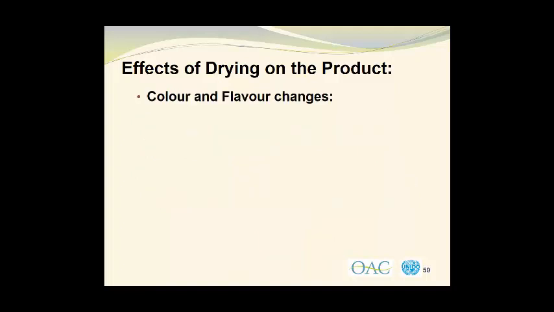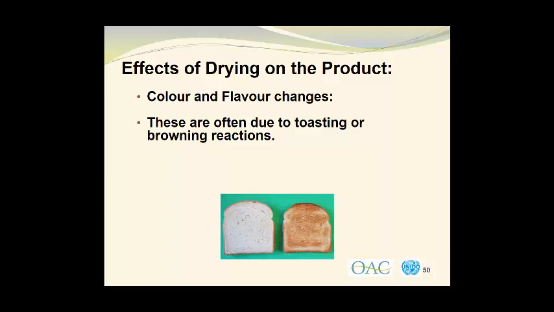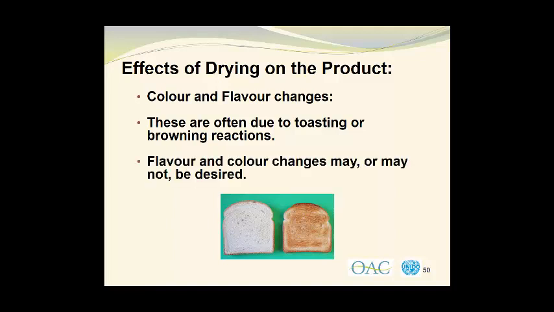Color and flavor changes can also be pronounced. They are often due to toasting or browning reactions. And here I've taken a slice of white bread and toasted it to give you an idea of color changes. Some of the flavor and color changes may be desired, while other ones may not be desired. It all depends on the end use of the product. And of course, there will be textural changes that may also occur.